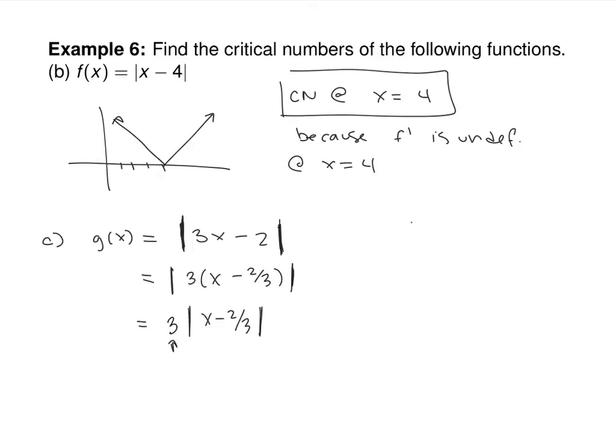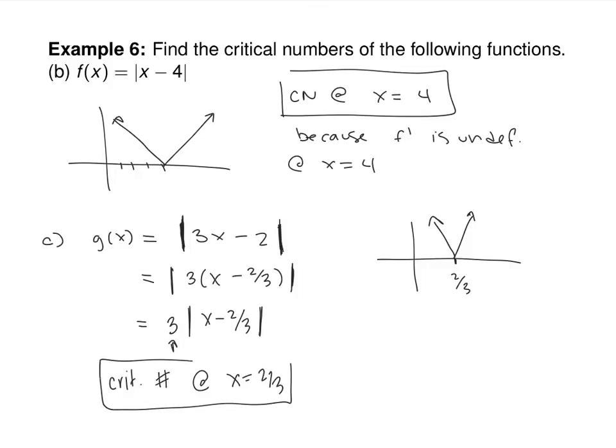So it's going to be some steeper thing shifted over how much? Over to 2/3. And the steepness of the V really doesn't matter for you guys, right? It just matters where that point is. Does that make sense? So this thing would have a critical number at x equals 2/3. So that's how you can deal with it if it's a little bit more complicated. Factor out the stuff from the absolute value bars and then shift from there.